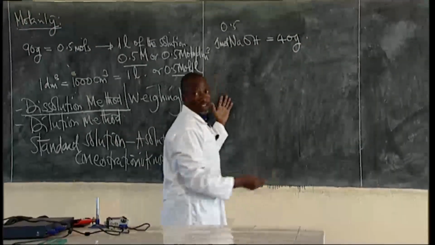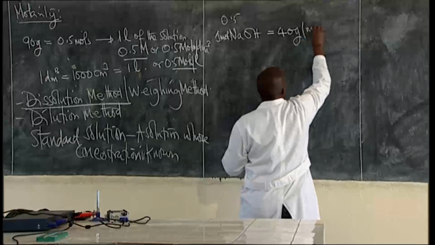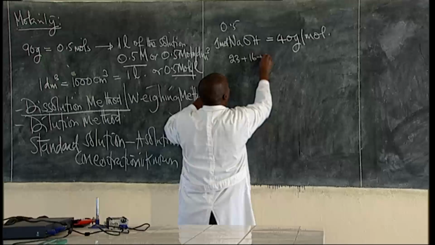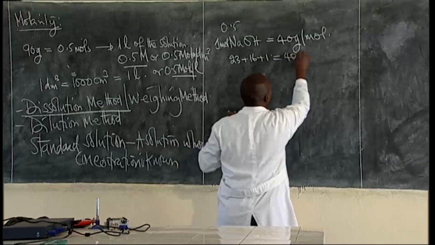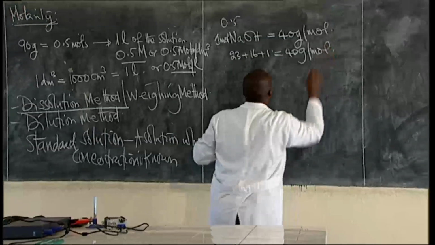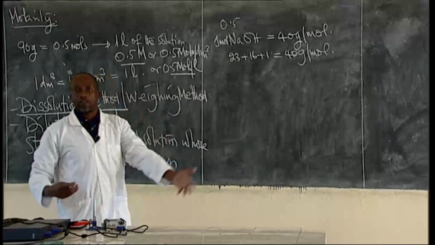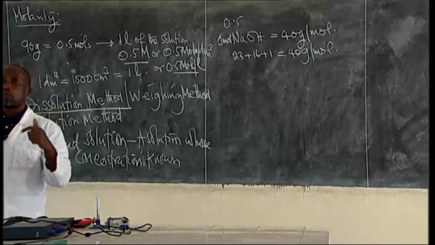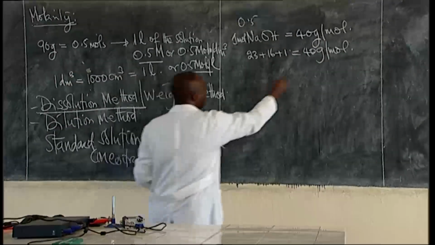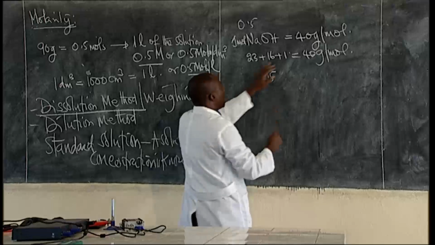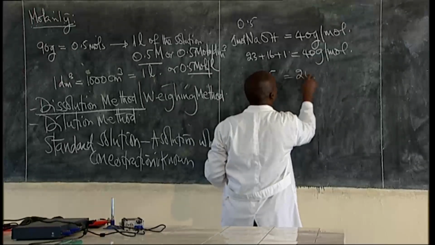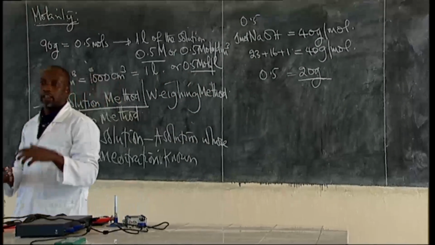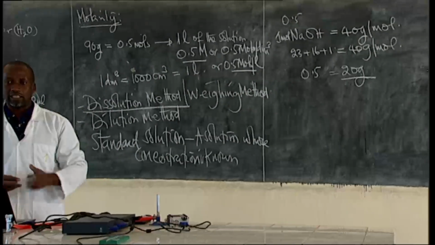Where am I getting this? This is 40 grams per mole: 23 plus oxygen 16 plus hydrogen 1. That gives 40 grams per mole. Now 0.5 is a half. Because we are supposed to make 0.5 moles in a liter, that is a half of this. So 0.5 of this is 20 grams. So we have to weigh 20 grams exactly.